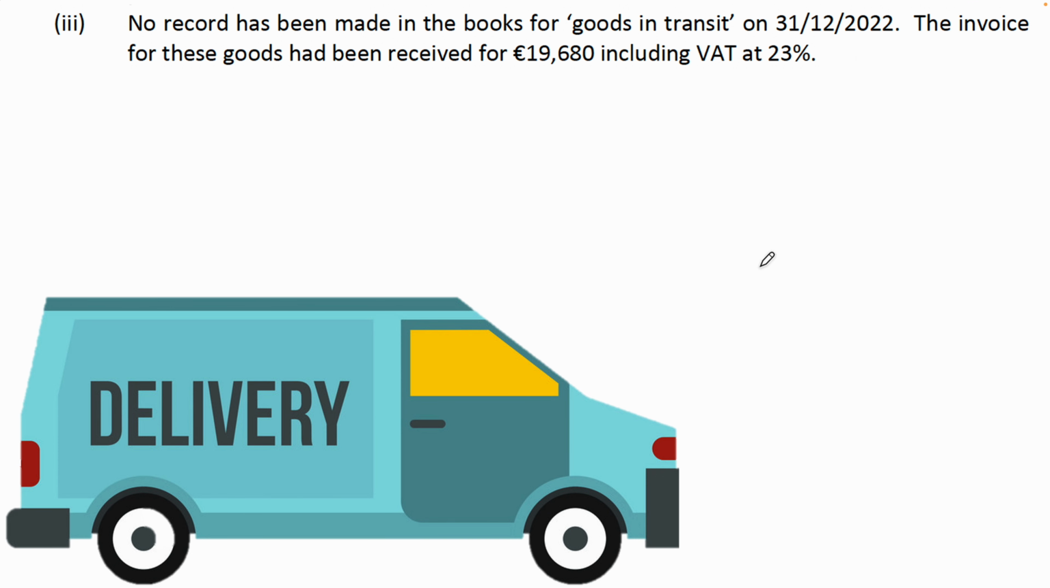Adjustment number 3. No record has been made in the books for goods in transit on the 31st of 12th, 2022. The invoice for these goods had been received for $19,680, including VAT at 23%. So they're starting to really love putting a bit of VAT into these questions, and it's very important that you can deal with the VAT, okay?